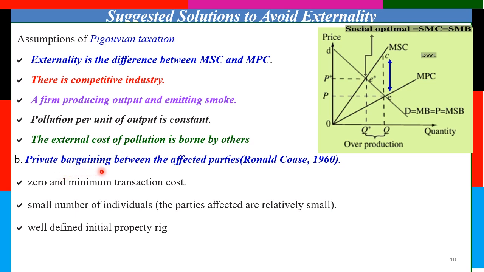The second way to avoid the negative externality is private bargaining between the affected parties. Again, this is proposed by Ronald Coase, 1960. It requires zero or minimum transaction cost, a small number of individuals, or well-defined individual property rights. Let us see this in detail on the next slide.